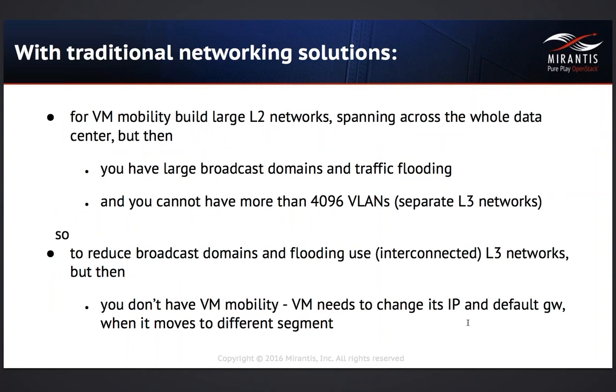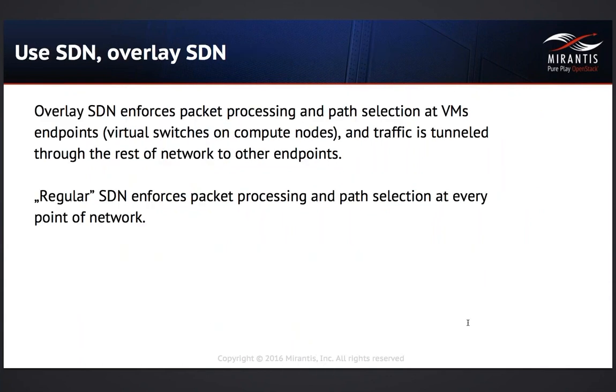Okay. With traditional networking, it's hard to achieve this because, for example, when you use layer 2 networking, you have VM mobility, but you have flooding. When you start using L3 alone, you will not have flooding, but you will not have mobility. So the solution here is to use SDN, especially a version called overlay SDN. In overlay SDN, we enforce packet processing and path selection at virtual machine endpoints. It means we enforce it on compute nodes which run virtual switches. So SDN is just controlling virtual switches on compute nodes, and then traffic is just tunneled. It's encapsulated into GRE or VXLAN, and it goes through the rest of the network tunnel. Regular SDN enforces packet processing at every point of the network.